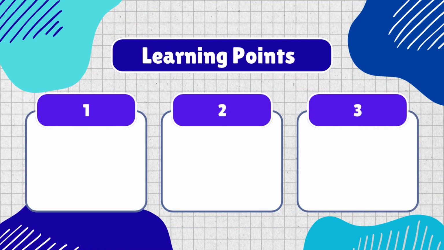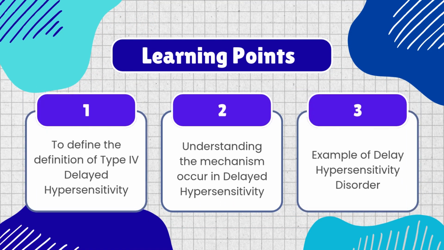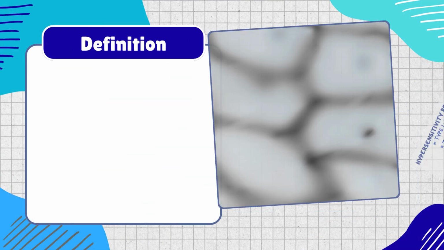We go to the main point. LO number 1: to define type 4 delayed hypersensitivity. LO number 2: understanding the mechanism that occurs in delayed hypersensitivity. LO number 3: example of delayed hypersensitivity disorder.